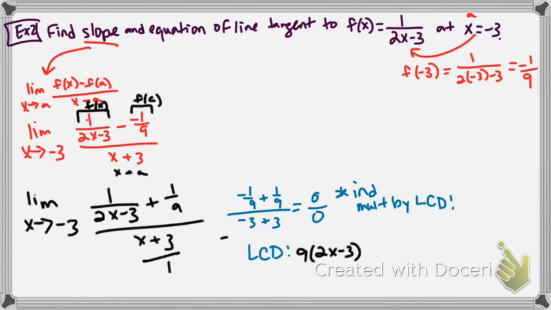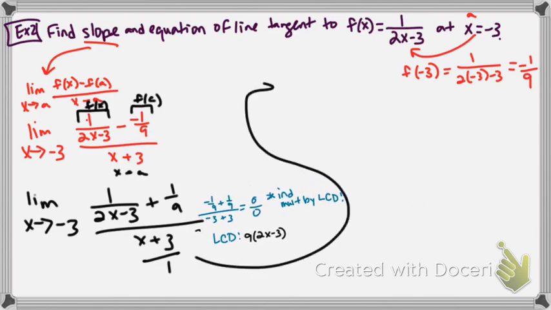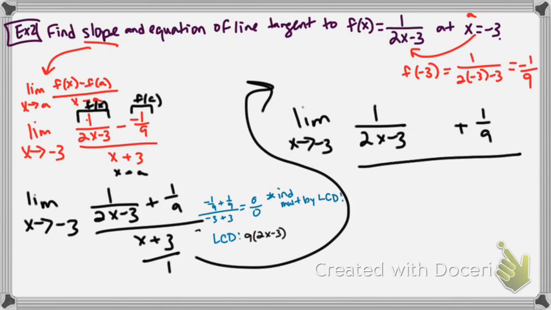So I'm actually going to rewrite the limit statement so it looks cleaner, and I'm going to leave a little room. But if you don't want to rewrite it, that's fine. Limit x approaches negative 3. 1 over 2x minus 3. I'm going to leave a little space. Plus 1/9. Leave a little space. All over x plus 3. And you can put the over 1. I might actually put that in parentheses.